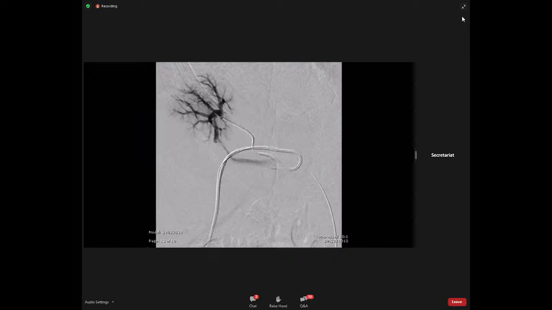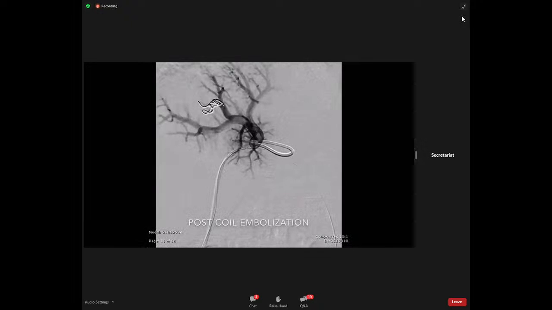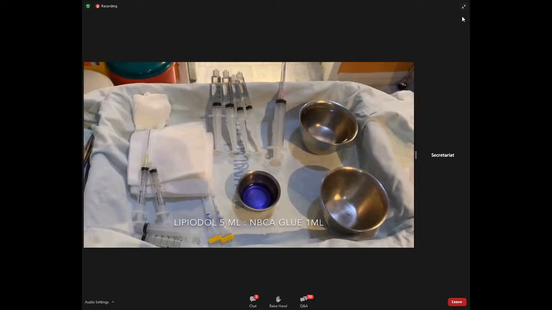I decided to use coil embolization for this branch because glue might penetrate the shunt into the IVC. After coil embolization, the shunt disappears. Then we prepare glue for embolization of the rest of the segment 7 branch.